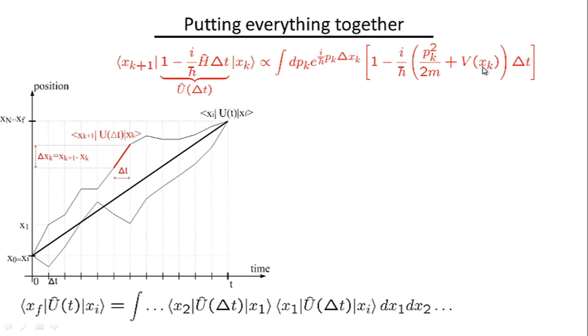Notice the good thing about this expression. It looks a little bit cumbersome, but the good thing is that it doesn't have any operators anymore. The operators are gone. There are no hats here. There are only numbers, the regular numbers we're used to.